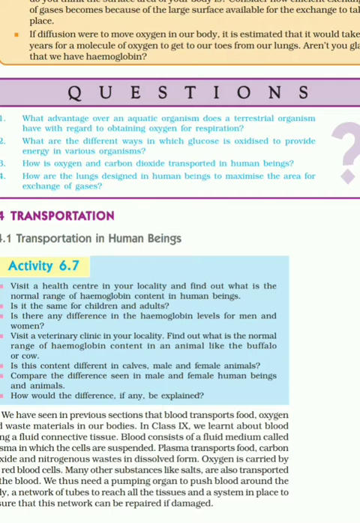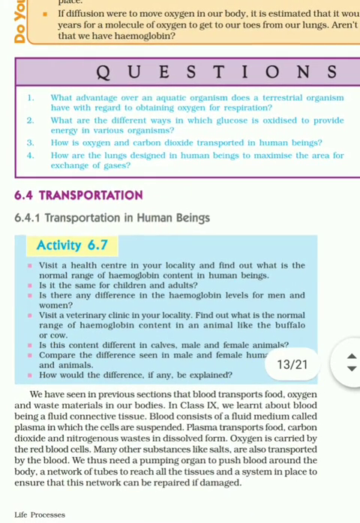Then question number 4, how are the lungs designed in human beings to maximize the area of exchange of gases? We know that in our lungs we have a special organ called alveoli which provides the maximum area for exchange of gases. Now comes the turn of transportation.